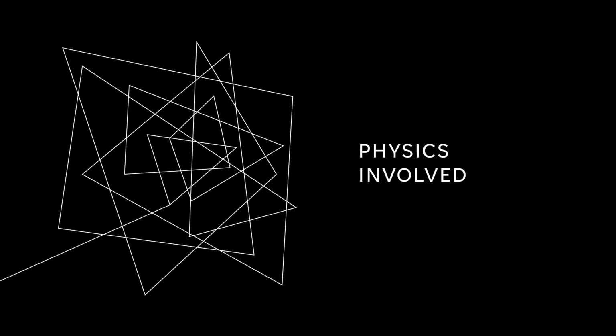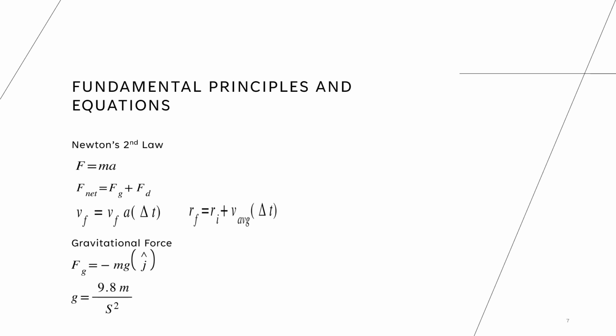Physics involved. Fundamental principles and equations. The important equations for this lab are F equals ma and F net equals the sum of all forces acting upon the system. In this lab, we are only accounting for the force of gravity on the Earth, as drag force will be negligible. The position update formula can be both derived from Newton's second law.